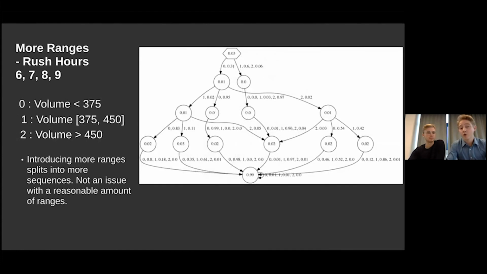We added some more ranges as well. These are just rush hours, 6, 7, 8, and 9, all days in the week, all the years. Here we added another range, so we have low, medium, and high traffic. And what happens here is that the PDFA properly also represents, for example, 3 cutoff ranges. This is just to show that it's working. And so given zeros, it will continue this trend. As long as we kept the ranges few, it was still working.